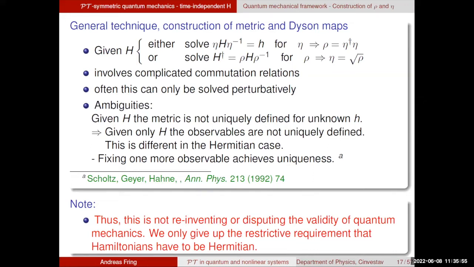Okay, so this is about the spectrum, the quantum mechanical framework, and here's a little disclaimer, just to say this is not a new type of quantum mechanics. Sometimes this is portrayed like this. This is standard, old-fashioned quantum mechanics, except you are giving up the restriction that the Hamiltonian has to be Hermitian. That is not a necessary requirement. So it's enlarging the scope. And there's another question.